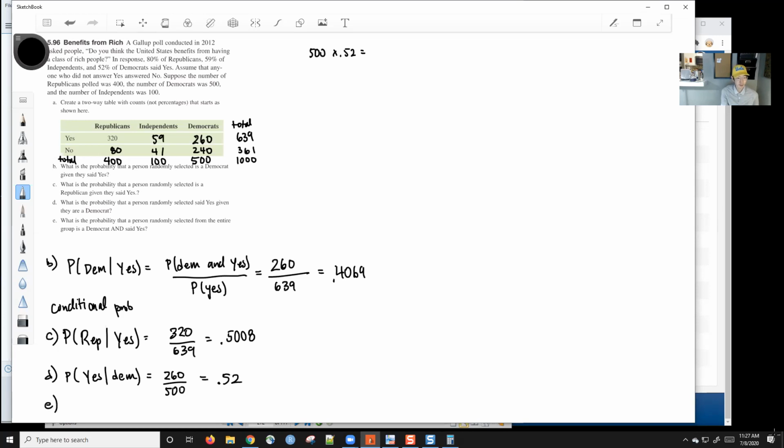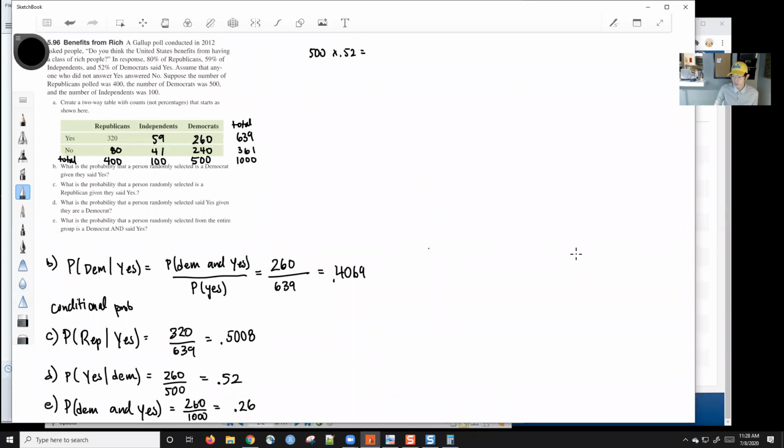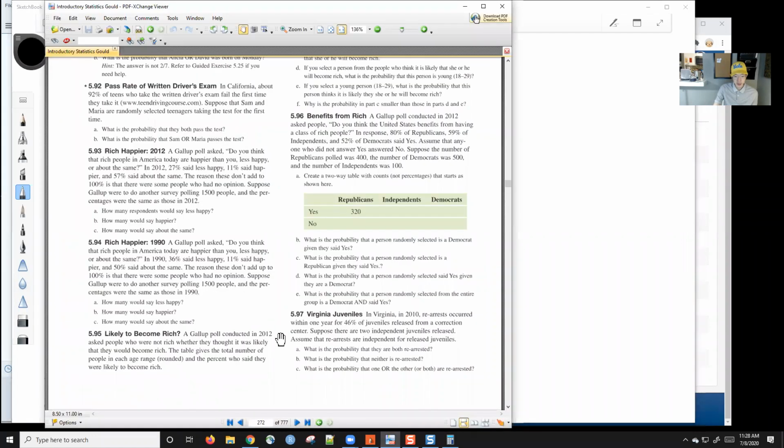And what is the probability that the person randomly selected from the entire group is a Democrat and said yes? So this will be probability of Democrat and yes. And these are all different, right? This is 260 out of 1,000. So we're going to get around 26% there. Okay, so that's another problem there.